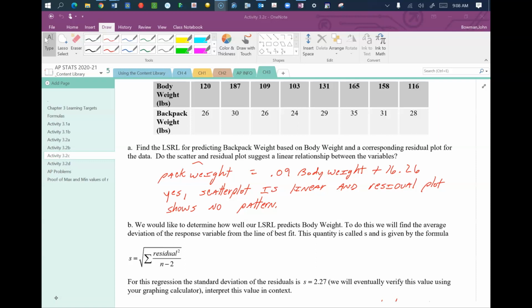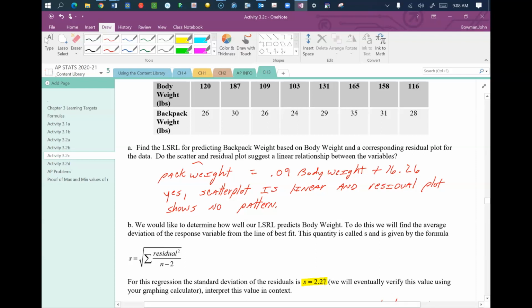For this particular example, it turns out that the standard deviation of the residuals is 2.27. So what does that actually tell us? It tells us that the average deviation of the actual backpack weight from the predicted backpack weight for a person of that weight, using this least squares regression line, is about 2.27 pounds.